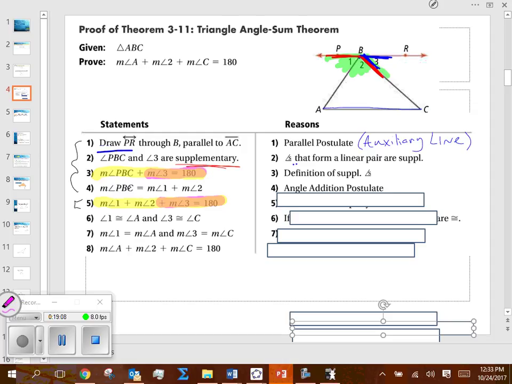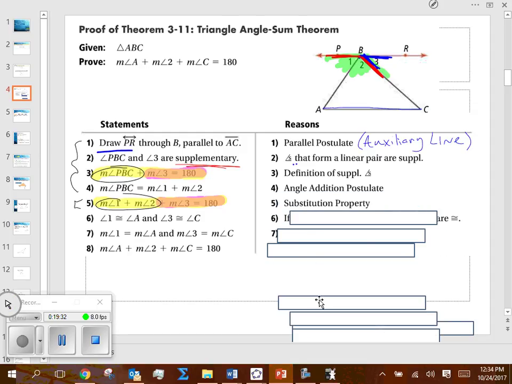But what did we say in step 4? Yeah, we said angle addition. We said PBC was the same thing as 1 plus 2, right? So step 3 and step 5, do you guys recognize that those are the same thing, except that instead of writing PBC, we've written 1 plus 2 because they are the same thing? We defined that in step 4. So what is that, Cameron? Substitution. So a substitution property.